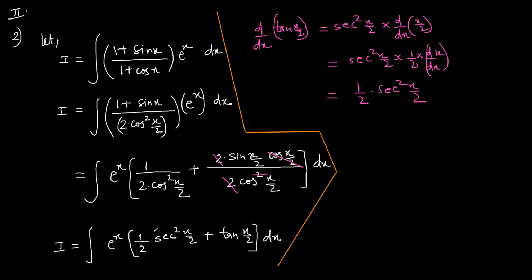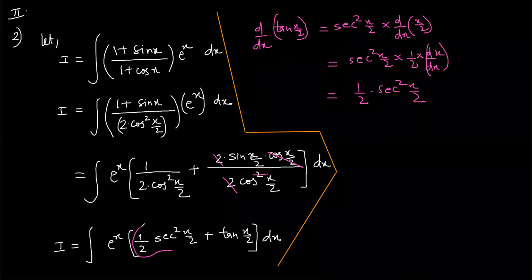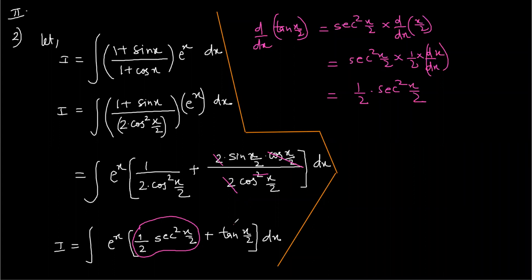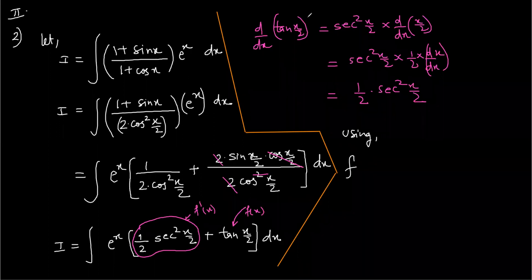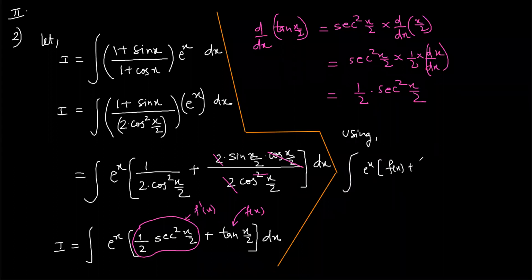And what you notice is that the other term inside the bracket is the same, 1 upon 2 sec square x by 2. So now I'm sure this is f of x and this is f dash x. So I write, using e raised to x, f of x plus f dash x dx equals to e raised to x f of x plus c.